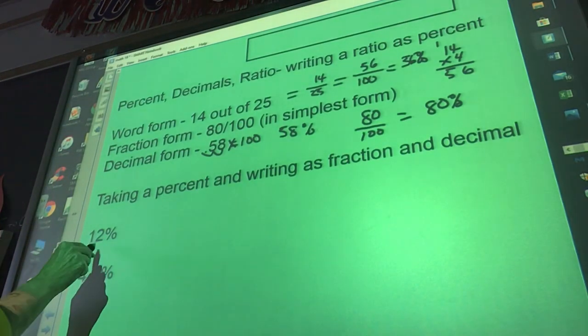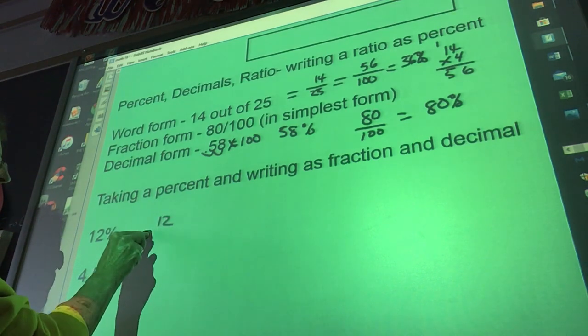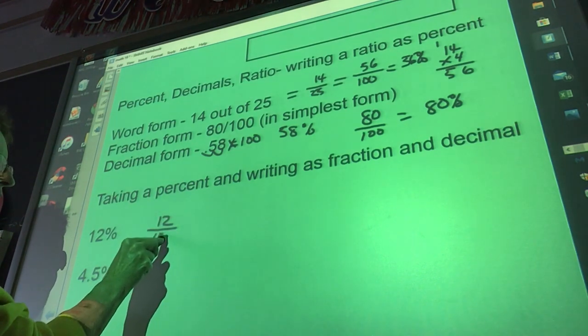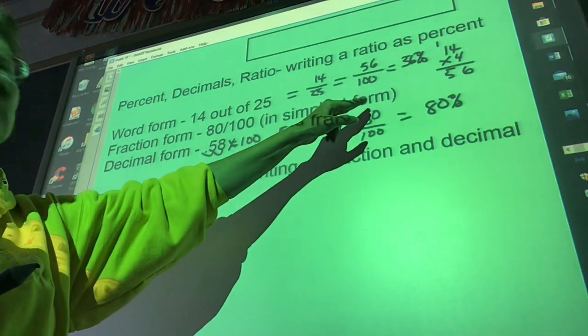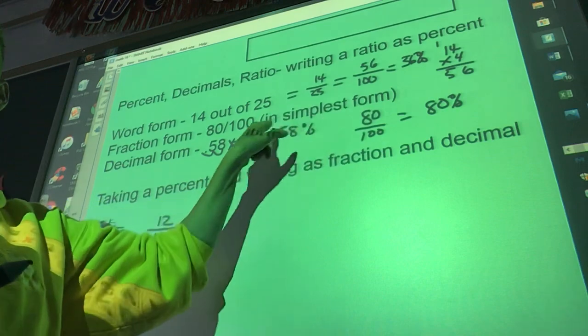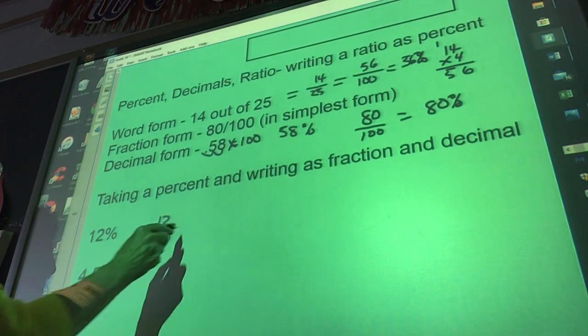So let's start with 12%. We know that 12% is the same as 12 over 100. Now, the other thing that I want to point out is that when you do your fraction, you need to have it in simplest form. So this is a fraction, but it's not in simplest form.